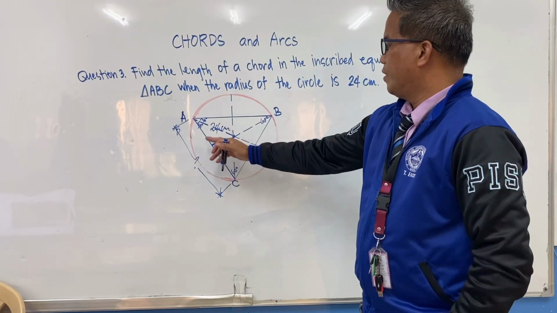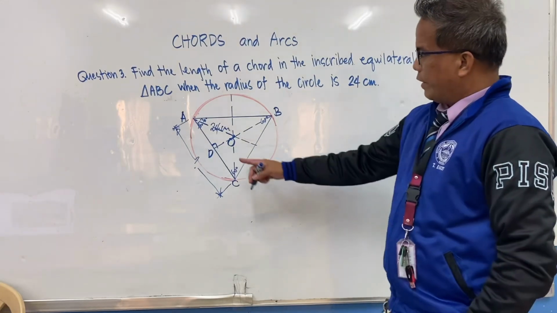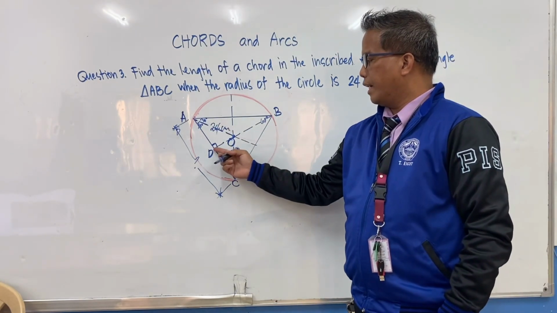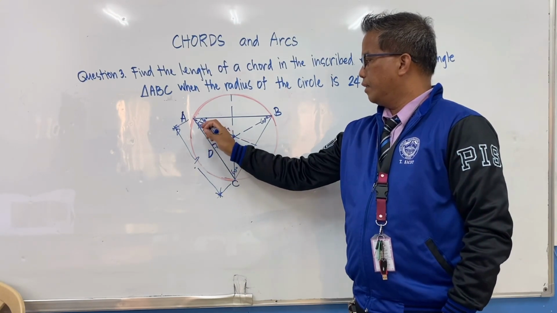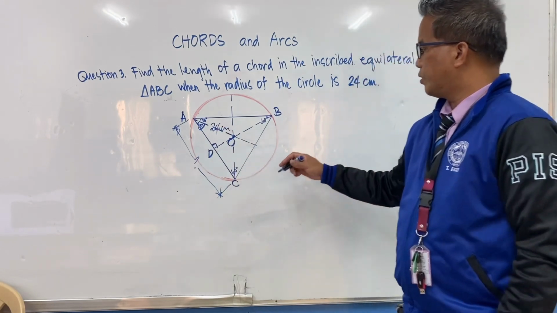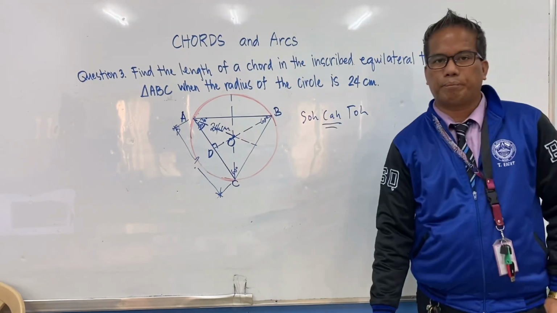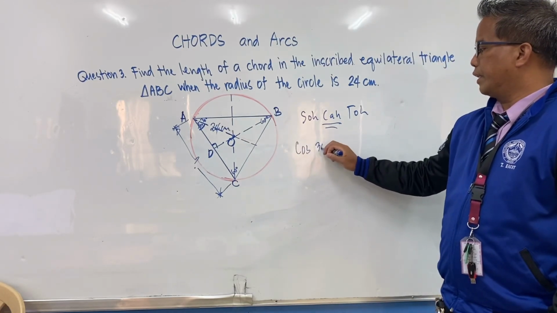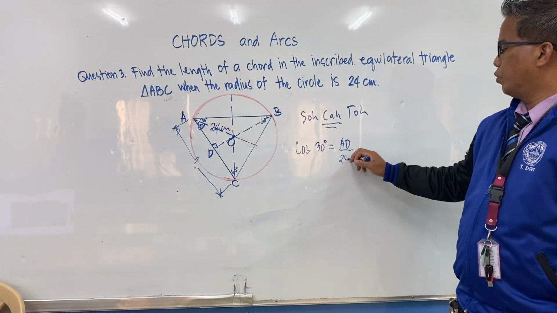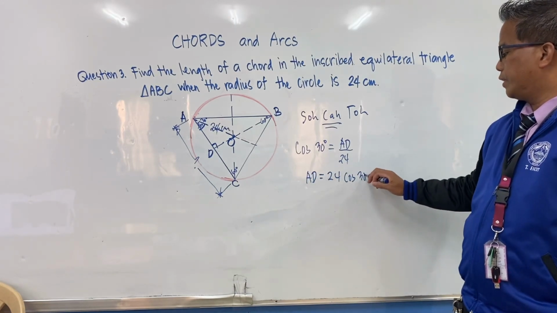So this is 24. Let's say we assign here, this is point D. So we are going to solve for segment AD because this is given now 24. So we have a right angle here. With respect to this angle 30, we are looking for this. We have adjacent over hypotenuse. So using SOHCAHTOA, adjacent over hypotenuse is cosine. So cosine 30 degrees is equal to AD over 24. Then cross multiply, AD is equal to 24 cosine 30 degrees.